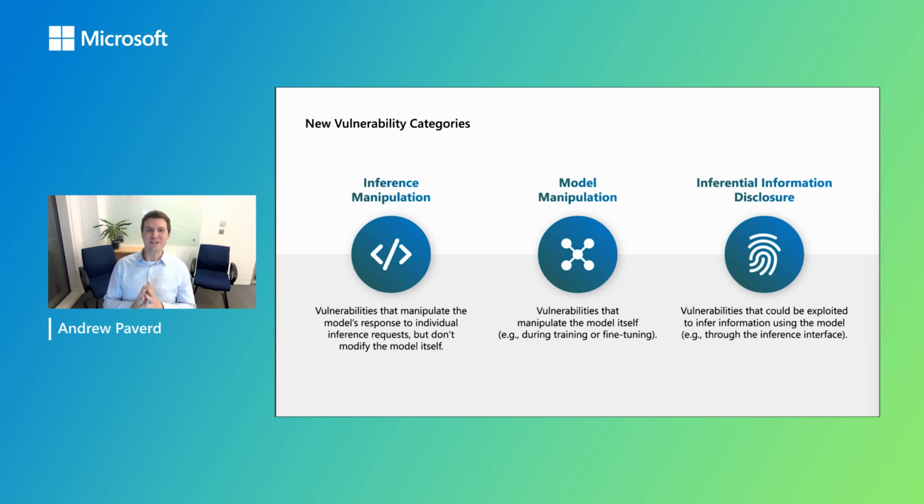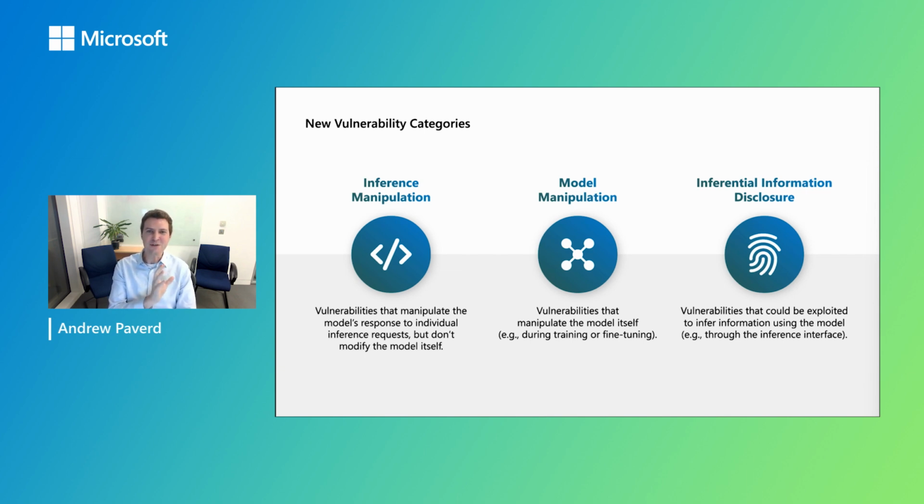And the final new category is called inferential information disclosure. So for those of you coming from the security research side, this will be quite familiar in the sense that it's very related to information disclosure, which is unauthorized access to information. But here we draw a distinction of inferential information disclosure, which is anything that could be inferred through the use of a model itself, through the inference interface that I was just showing on the previous slides.